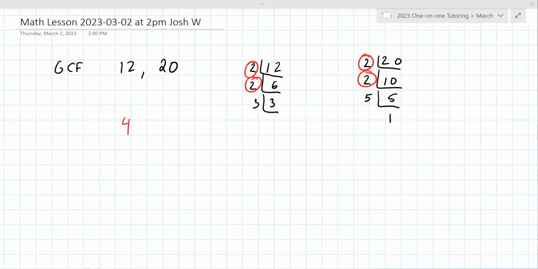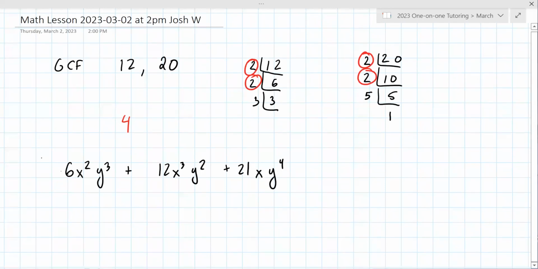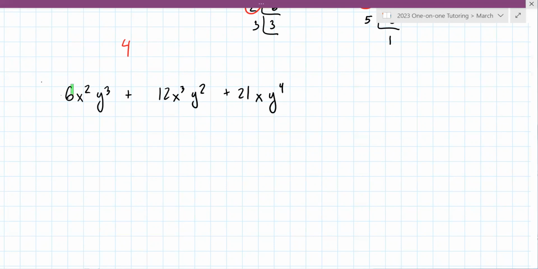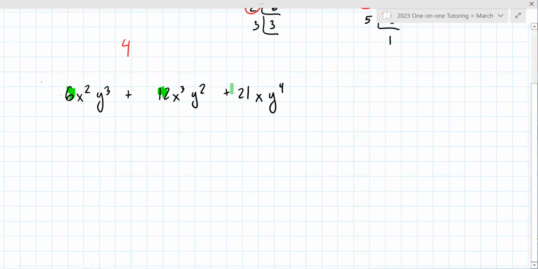But I believe maybe I could just tell you. Sure. My phone is just 6x squared y cubed and then 12x cubed y squared, 21x y to the 4th. Okay. Please confirm that what you said is what you're seeing on the screen. Yep. All right, so we look at first the numbers. So we're looking at 6, 12, and 21. And we're trying to find the largest number that goes into all of them.